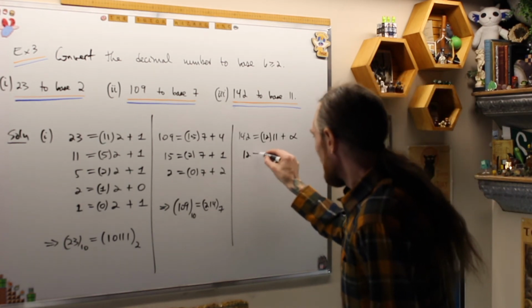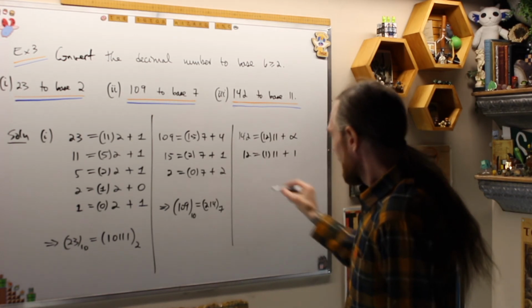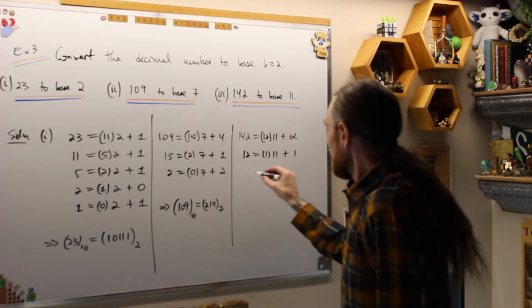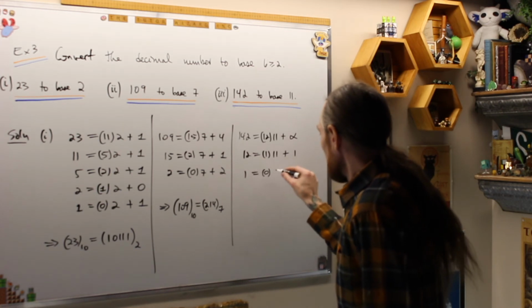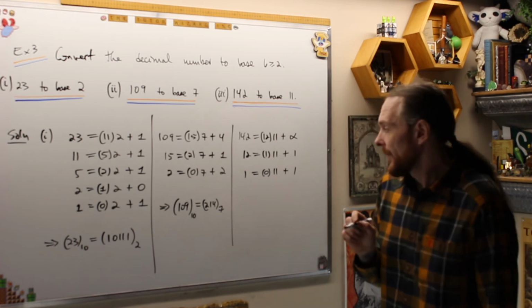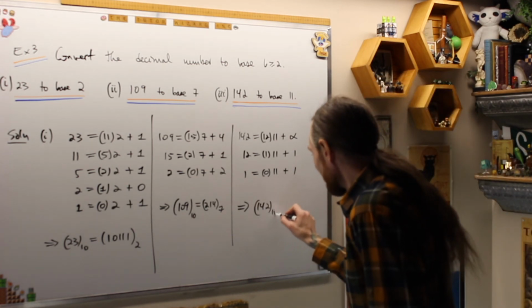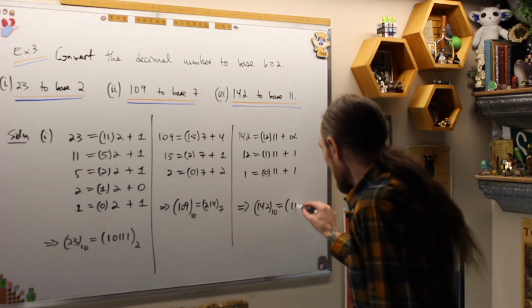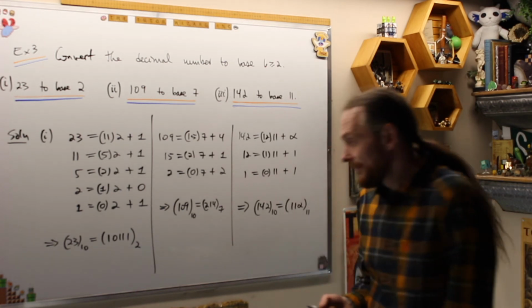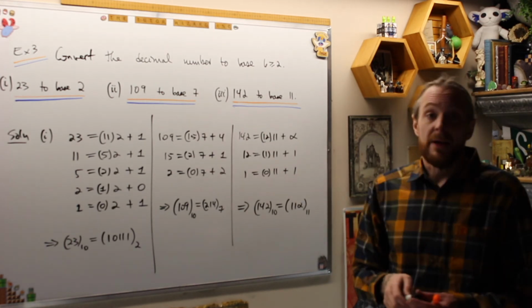And we have 12 is equal to one group of 11 plus 1, and 1 is equal to 0 groups of 11 plus 1. What that tells us is 142 base 10 is equal to 1 alpha base 11. And this is how we convert from decimal to the other base.